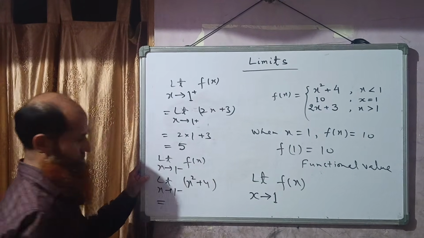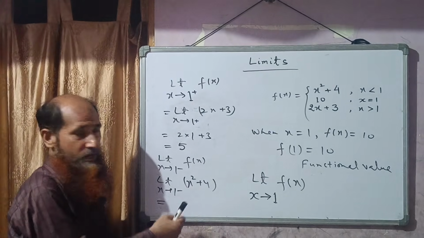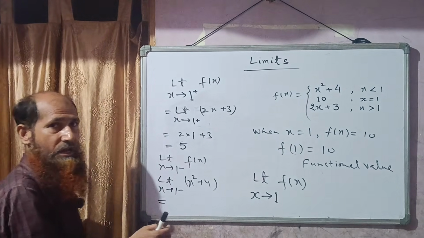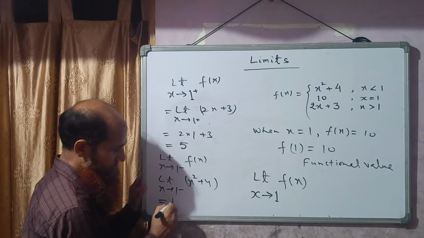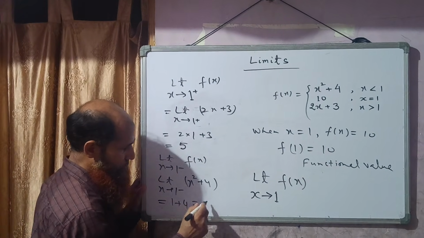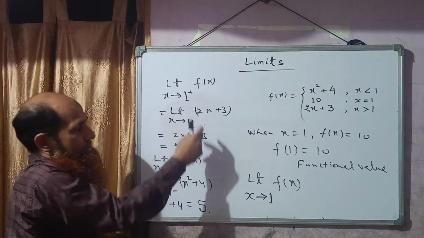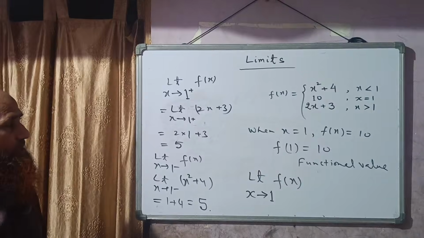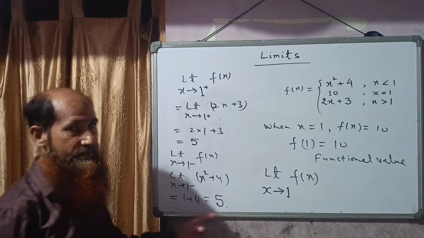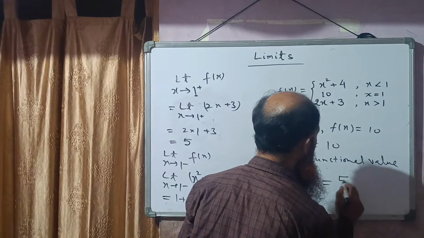Now this limit is equal to what? x is very very close to 1 but slightly less than 1. To whatever value this function approaches, put 1, what do you get? 1 square plus 4, that is 5. 1 plus 4, so again you get 5. So what you observe, right hand limit is 5, left hand limit is 5, both limits exist and they are equal. So we say that this limit exists and it is equal to 5.